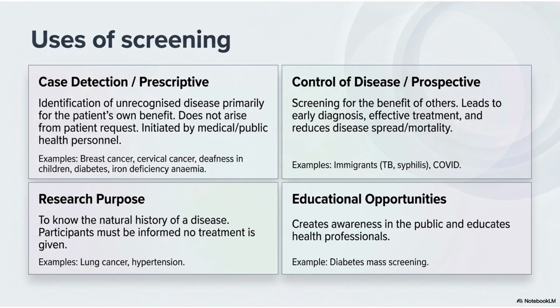Till now we have seen three different types of screening. And what is the use of screening? So now we will see uses of screening. The first use is for case detection. This is also known as prescriptive screening. Case detection means to identify unrecognized disease, and this is for the benefit of patients. It will not arise from patient request, but it will arise from the investigator's initiation. So it is initiated by medical or public health personnel.